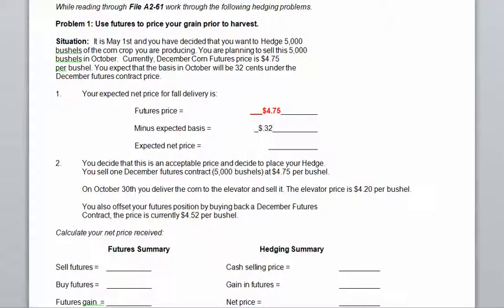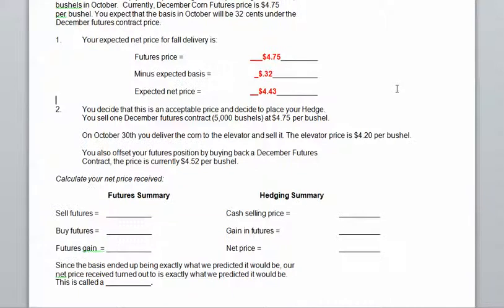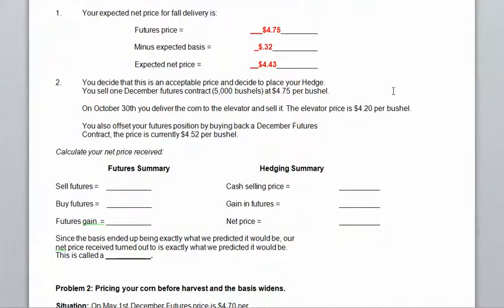We expect basis to be 32 cents under the December futures contract price. So therefore, our expected hedge price is $4.43 a bushel. 4.75 minus 32 cents gives us our expected hedge price of $4.43. Well, let's look and see how this works. Part 2 will help us understand how we came up with that expected hedge price.